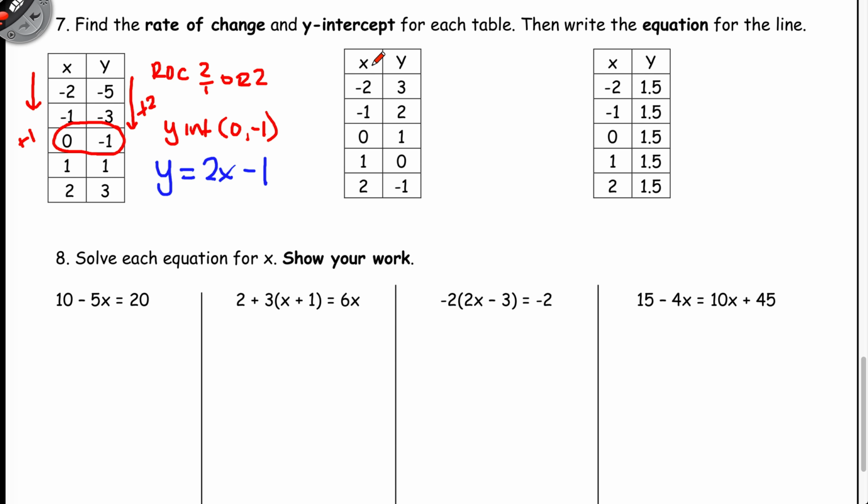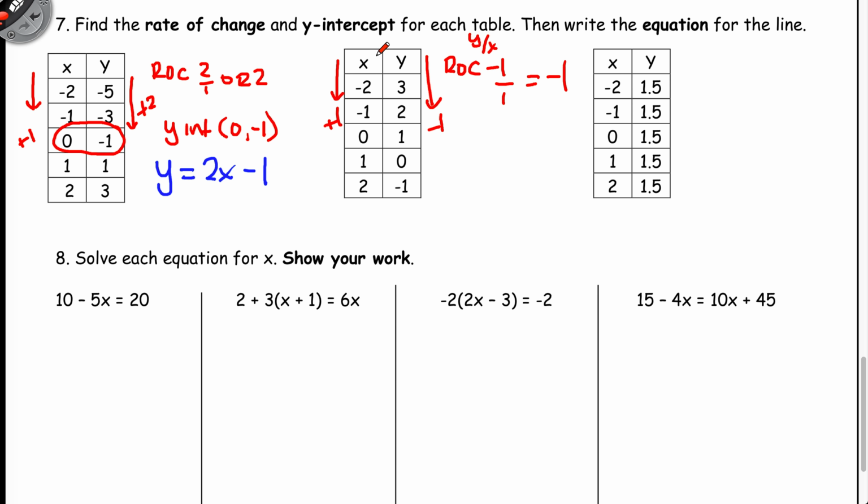Let's look at the pattern here. Going down this pattern, we have plus 1. Going down this side, I have minus 1. So in this case, my rate of change is negative 1 over 1. Don't forget, rate of change is your y over your x. So it's the y pattern over the x pattern, okay? But we can just say that's negative 1.